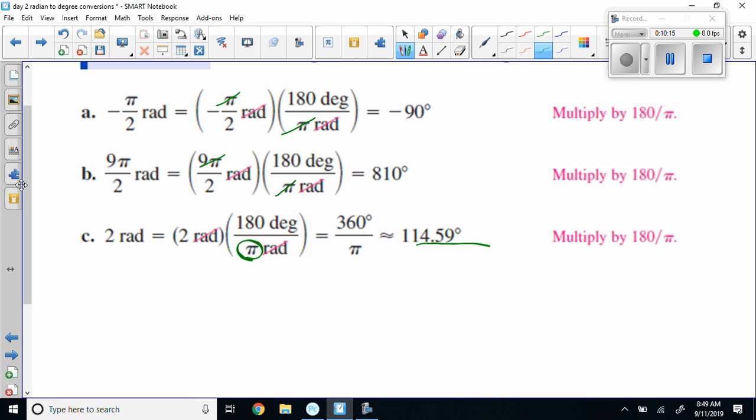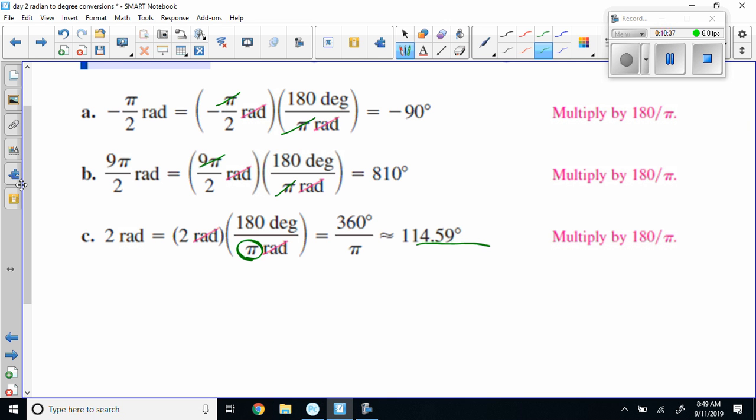114.59 degrees. If you get a decimal, convert it back to degrees, go to 2 decimals. That's standard. So you go, what if I get a decimal? You don't ask me how many. 2 decimal places. We'll standardize on everything. 2 decimal places. Okay? Yeah? Okay, good.